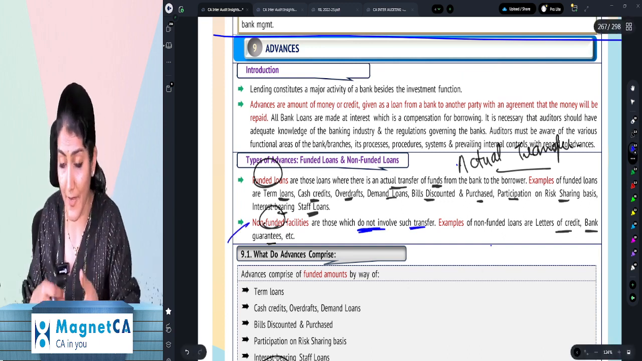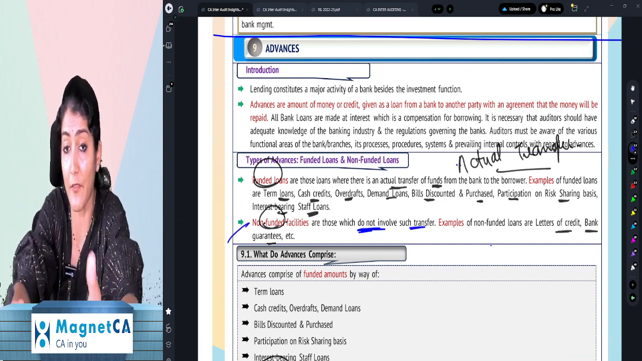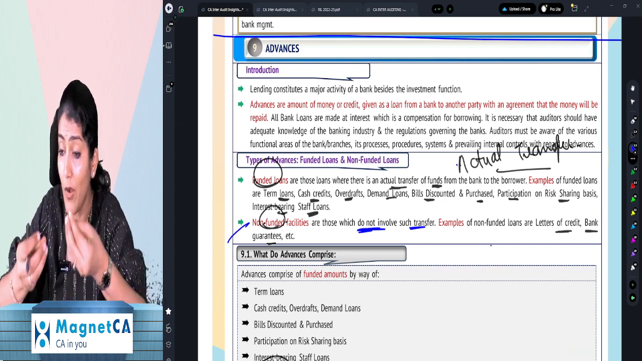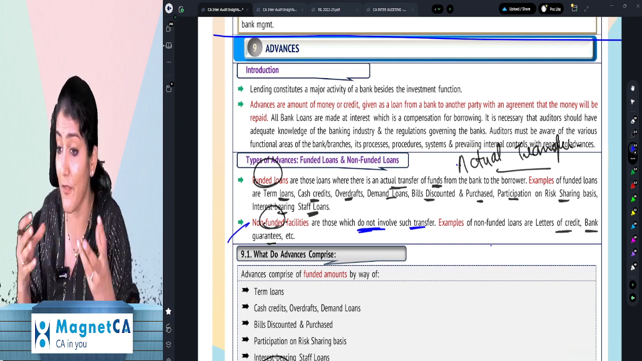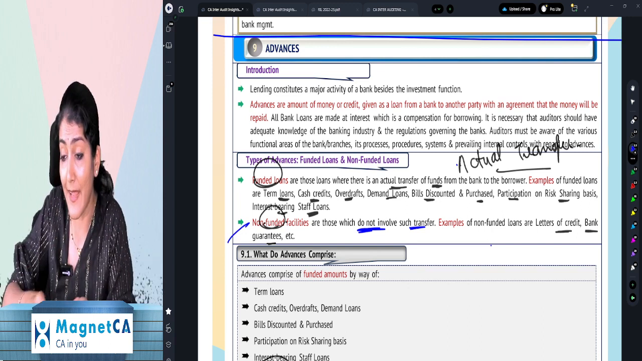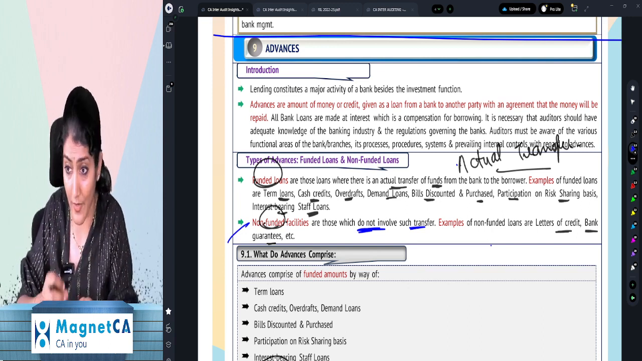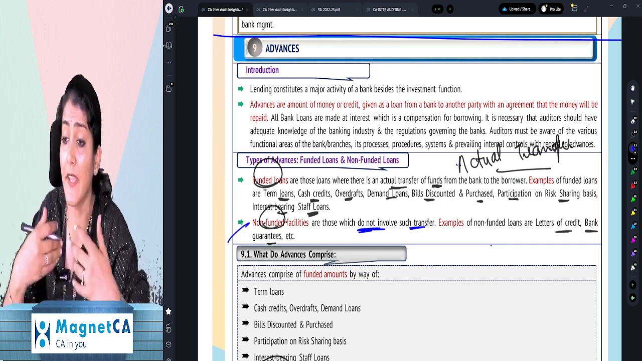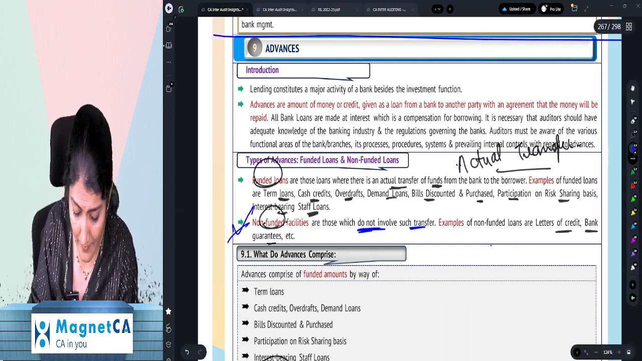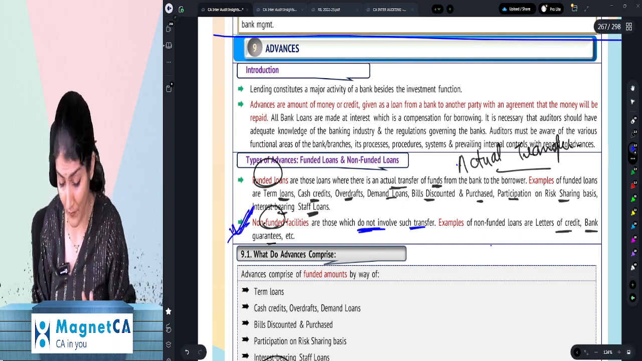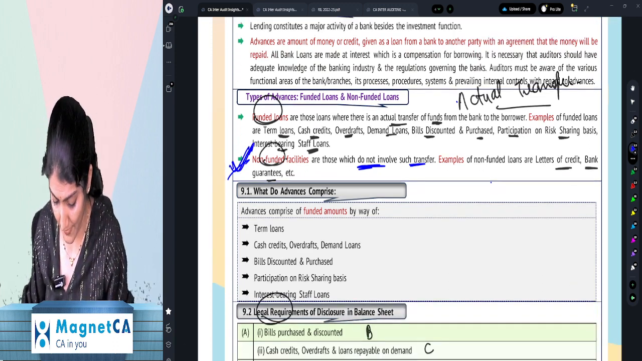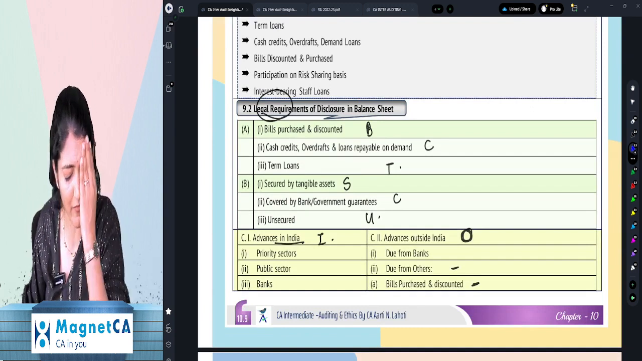So funded: I take a term loan from the bank. The bank gives me a check of 5 crore. So it involves the actual transfer of funds. So that is funded. But the bank gives a bank guarantee on my behalf of 100 crore. It does not right now involve any actual transfer of the funds. So that is the non-funded facility. So funded and non-funded. And then what is the disclosure requirement?